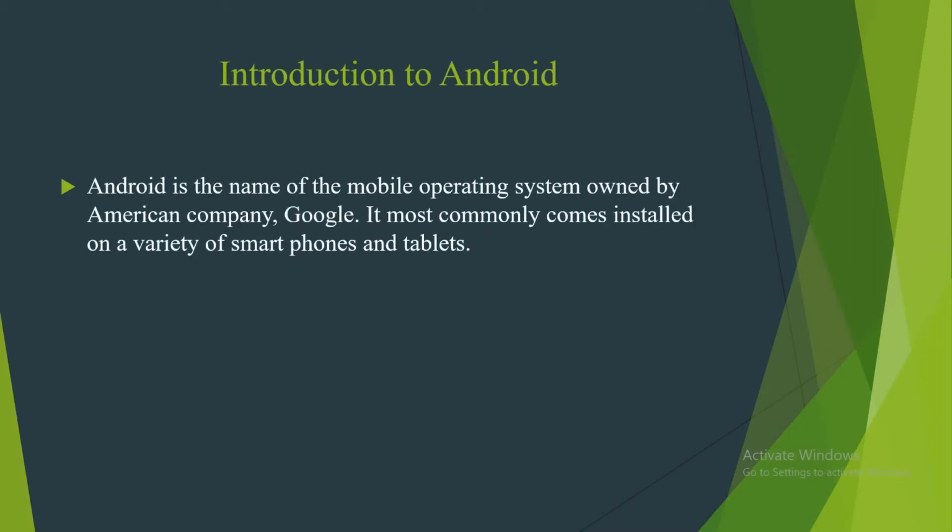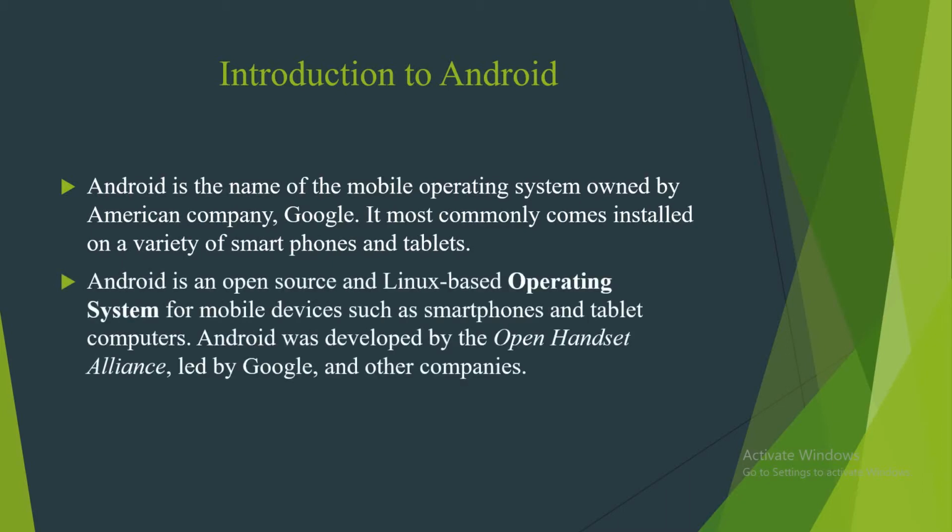Now, Introduction to Android. Android is the name of the mobile operating system owned by the American company Google. It most commonly comes installed on a variety of smartphones and tablets. Android is an open source and Linux based operating system for mobile devices such as smartphones and tablet computers. Android was developed by the Open Handset Alliance led by Google and other companies. Android has a DVK, that is Dalvik Virtual Machine.